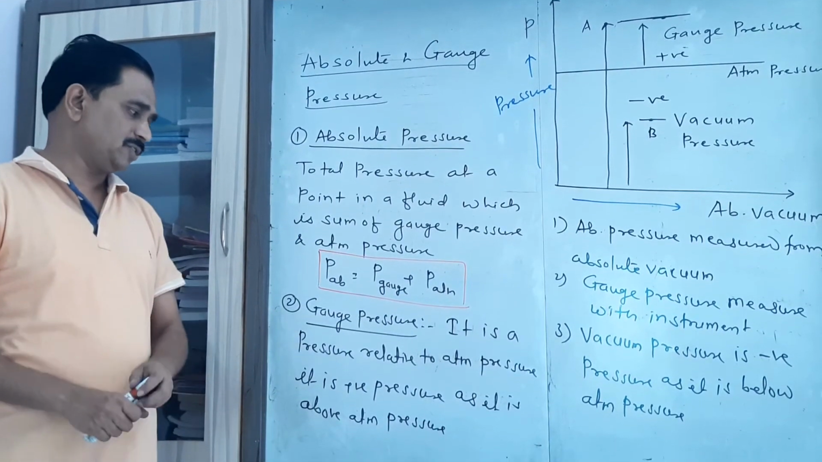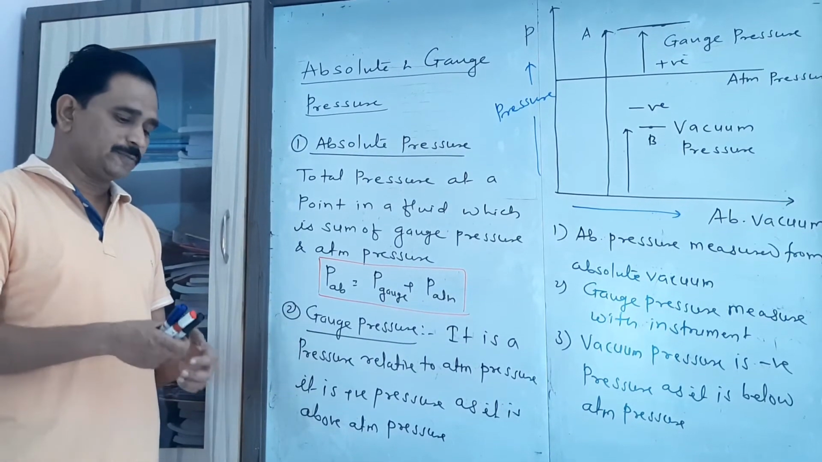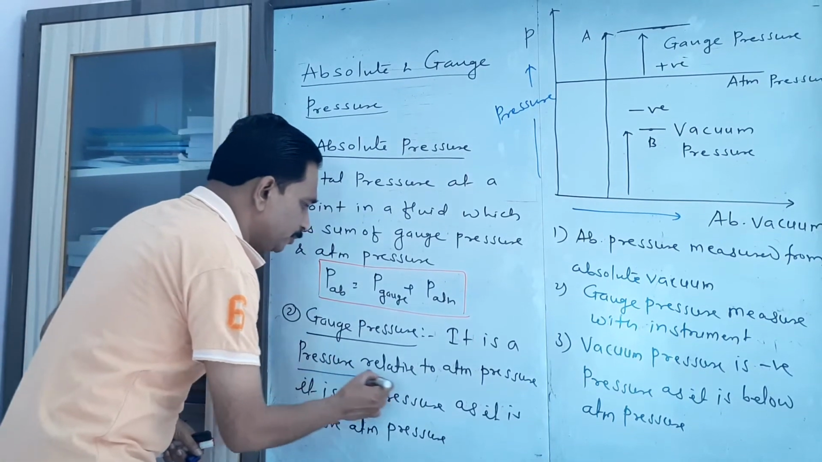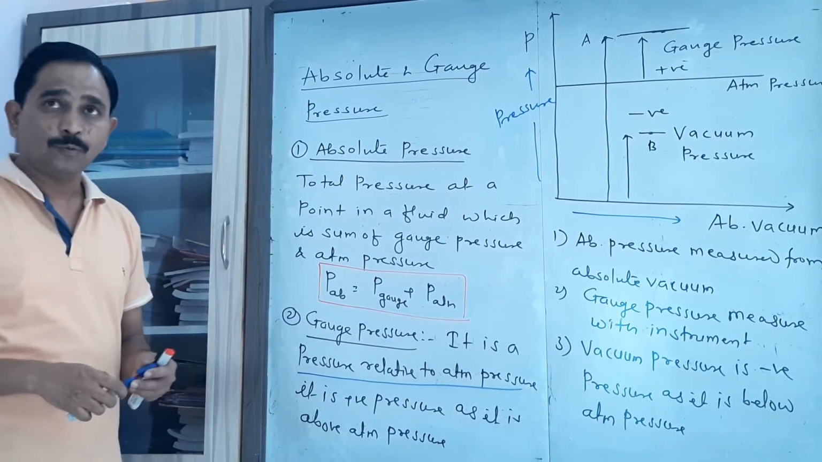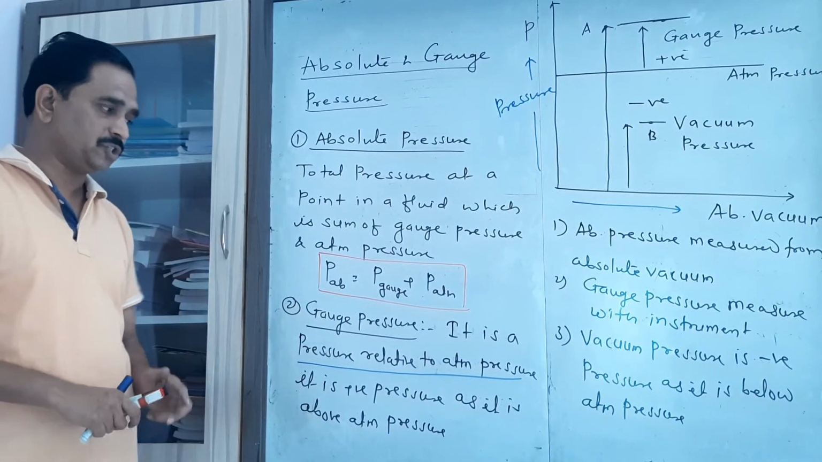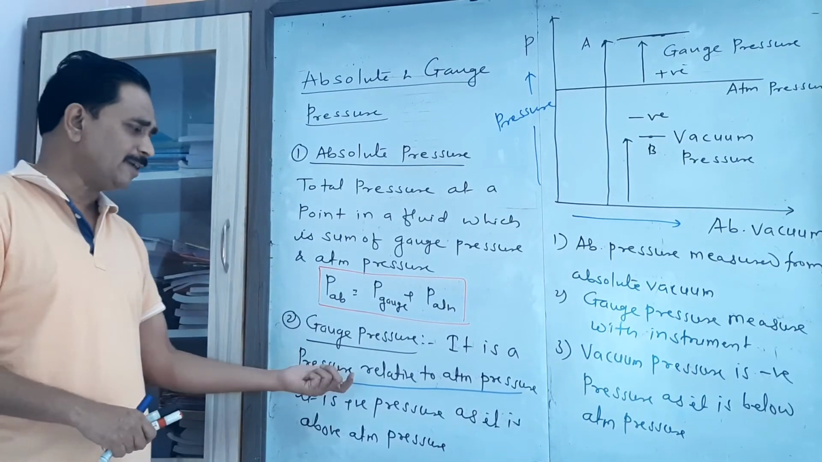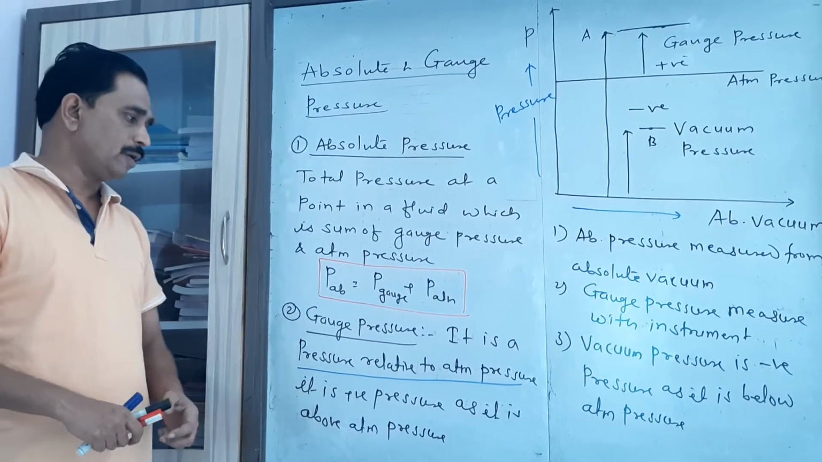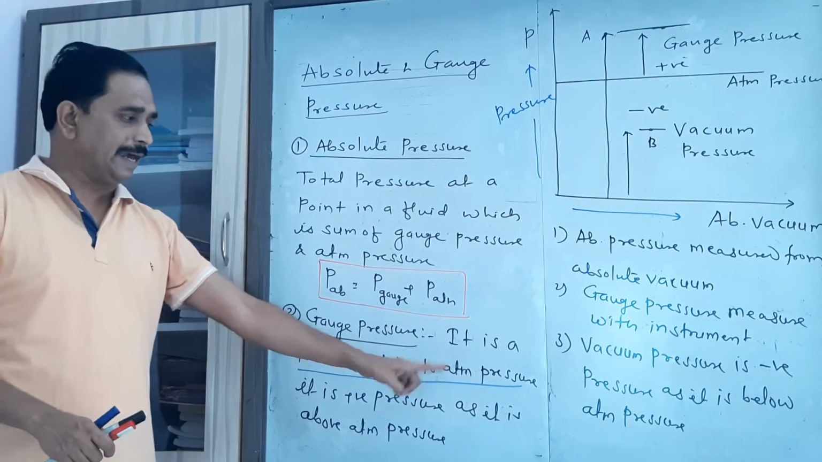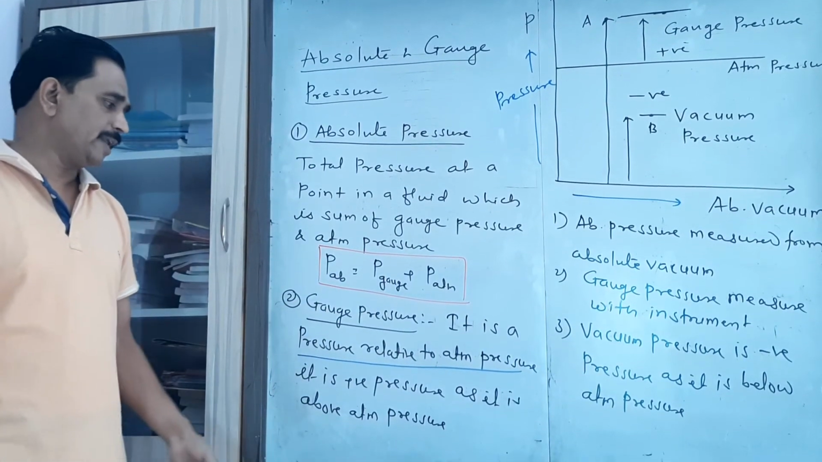Now what is gauge pressure? It is a pressure relative to the atmospheric pressure. When we measure one pressure with respect to the other, we use the word relative. It means we have to measure this gauge pressure with respect to the atmospheric pressure, whether that pressure is less or more. So that's why it is a pressure relative to atmospheric pressure.